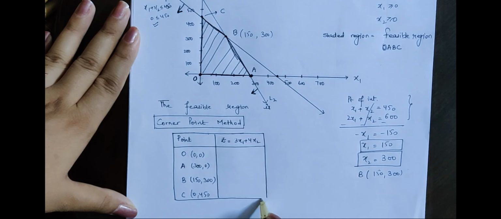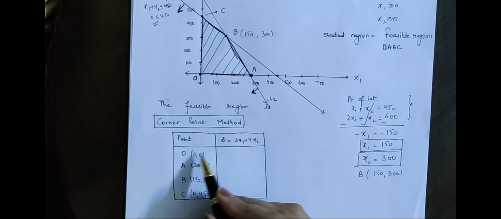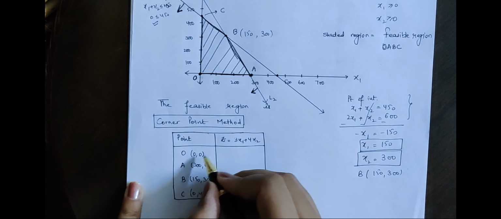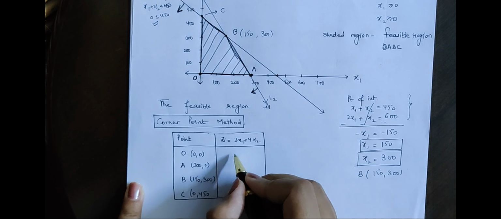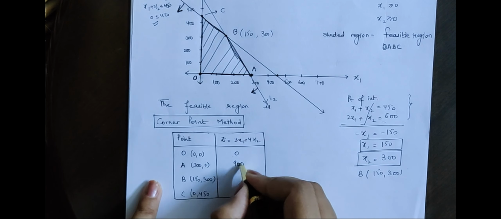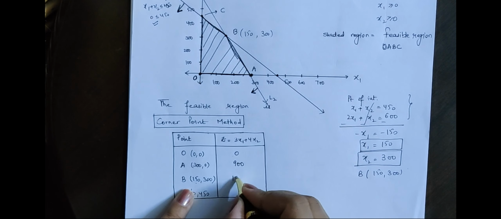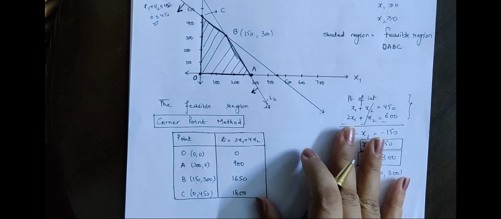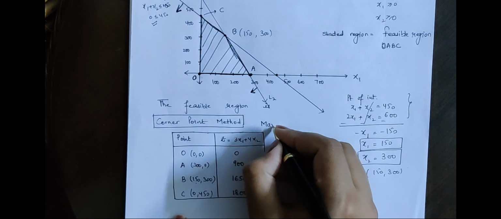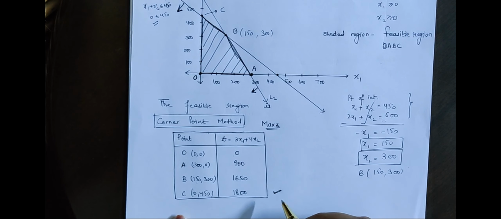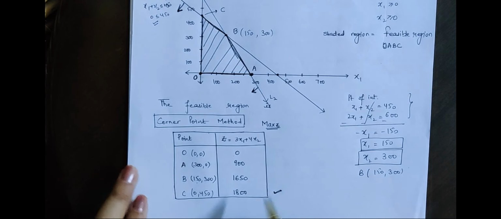In the last step, we need to find the value of Z corresponding to each point, and then find the maximum value of Z out of the obtained values. If I put x1 as 0 and x2 as 0, then the value of Z turns out to be 0. Similarly for A, I get 900. For B, I get 1650, and for the last point 0, 450, I get 1800. Since our problem was to maximize Z, we look at the maximum value. The maximum value is obtained at this point, and it is 1800.